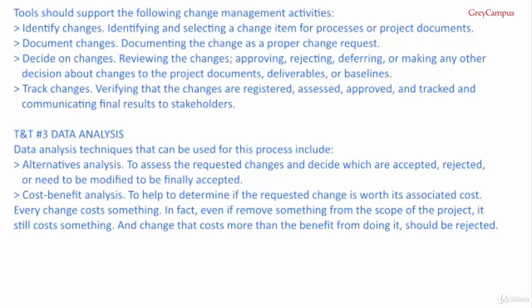Number 3, data analysis. Data analysis techniques that can be used for this process include alternatives analysis to assess the requested changes and decide which are accepted, rejected or need to be modified to be finally accepted. Cost-benefit analysis to help determine if the requested change is worth its associated cost. Every change costs something. In fact, even if you remove something from the scope of the project, it still costs something. The change that costs more than the benefit from doing it should be rejected.